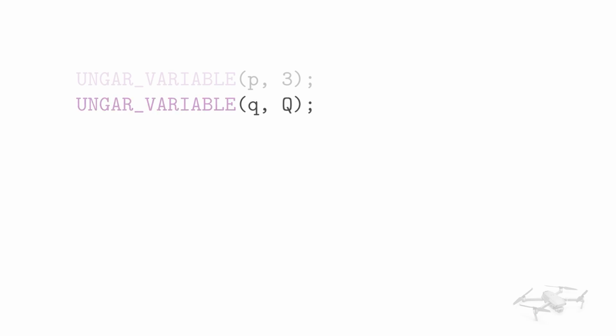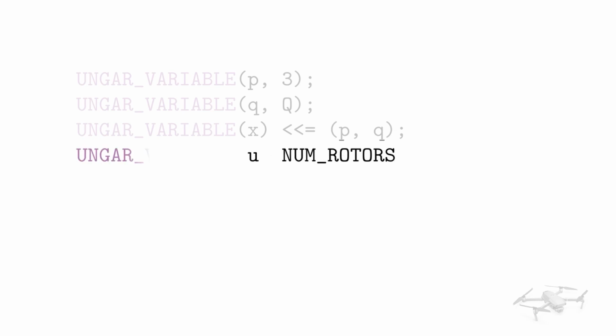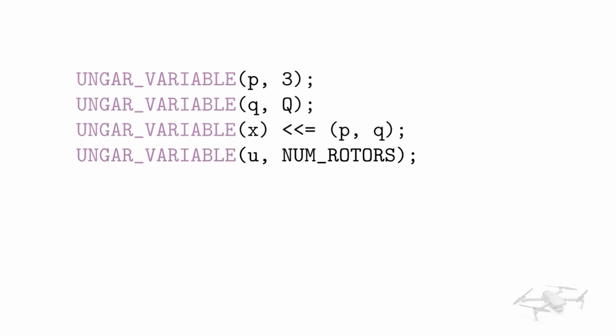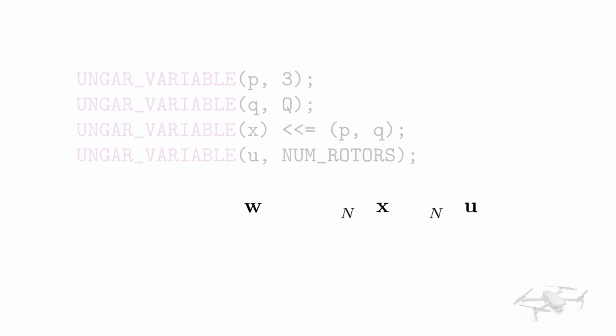On the whiteboard, we may define the quadrotor's state as stacked position and orientation. Once again, this is easy to do with Ungar using an intuitive syntax. The quadrotor's input is a vector of 4 rotor speeds. Finally, the decision variables of our optimal control problem include all states and all inputs over the discrete time horizon n. The corresponding Ungar code is self-explanatory.